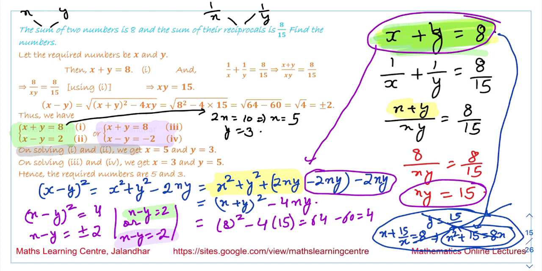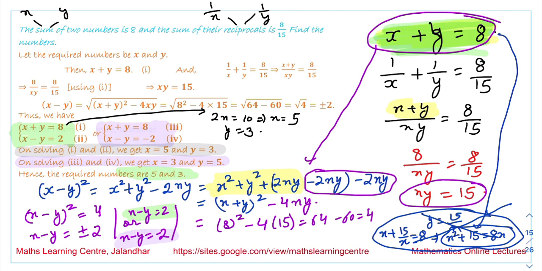This is given over here. We get x is equal to 5 and y is equal to 3. If we solve the second pair of equations, we will get x is equal to 3 and y is equal to 5. It means the two numbers that are required in this case are 5 and 3.